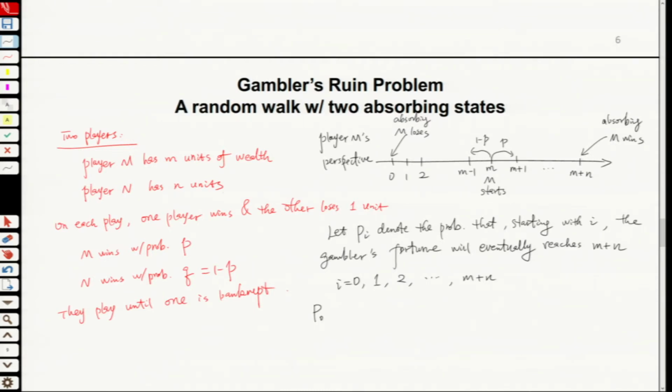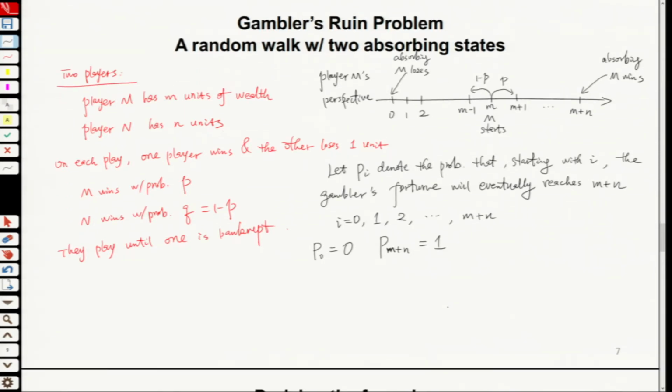Okay, what's the probability of 0? If the person starts from 0, what's the probability he will eventually reach m plus n? Because he has already gone bankrupt, there's no probability he will win. If he starts with 0 money, he has no money. Then how can he win m plus n? So this is 0. What if a gambler starts with m plus n? That is 1. He has already won, right? Now we need to figure out what happened in the middle.